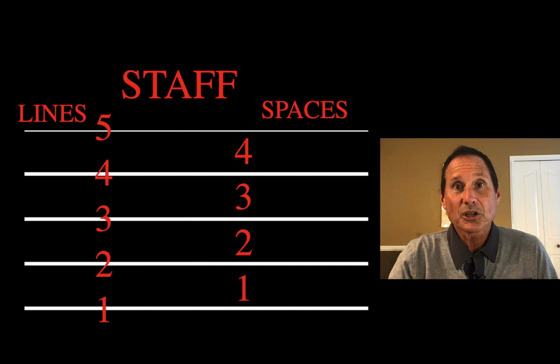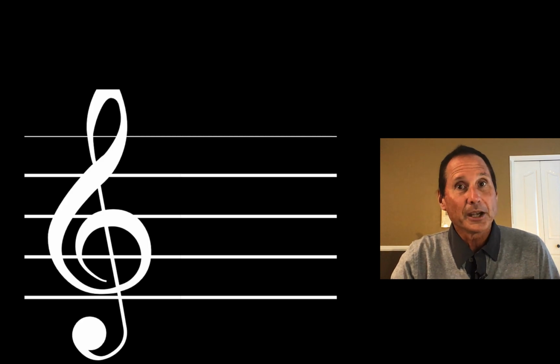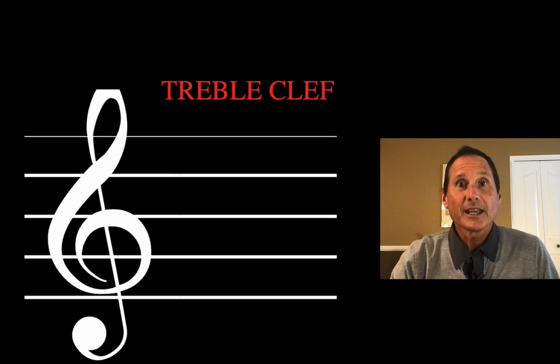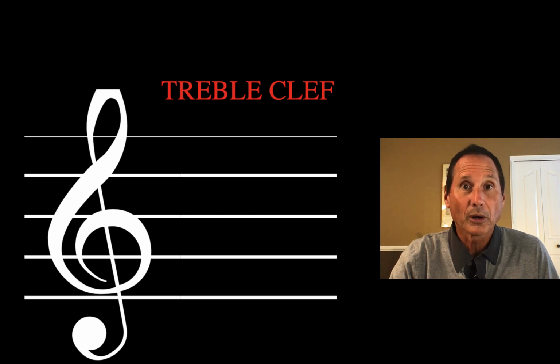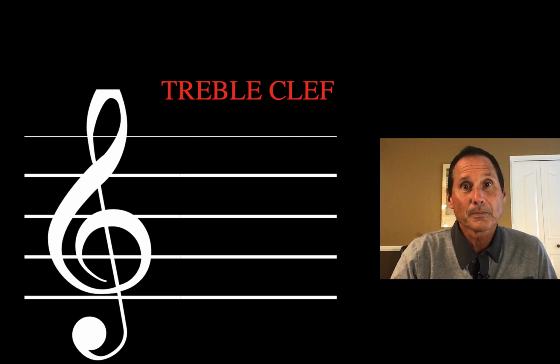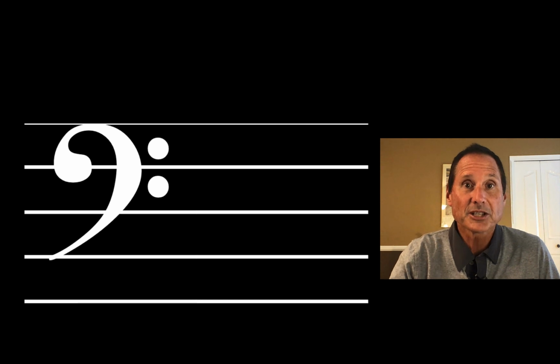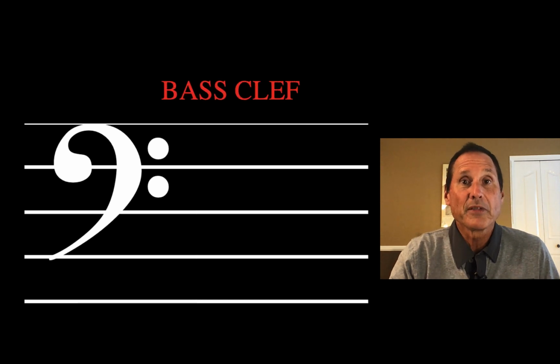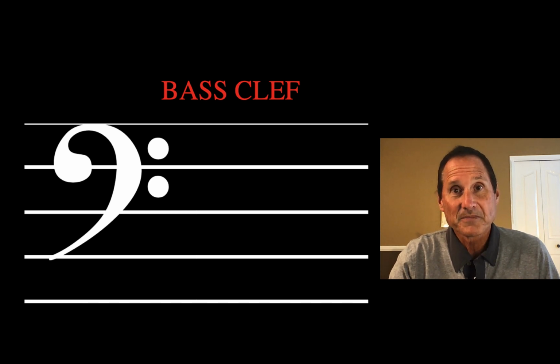Now in band music, we're going to generally use 2 different staffs, and the way we tell them apart is by the symbol at the beginning of them, or the clef sign. Here's one of them. This is called the treble clef. It's used for all of the woodwinds and some of the brass instruments and keyboard percussion. This is the other one, and it's called the bass clef. And it's used for some of the lower sounding brass instruments and also for timpani in percussion.